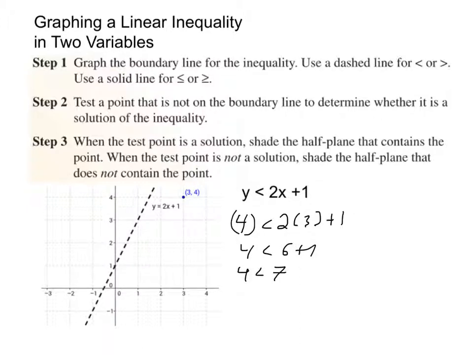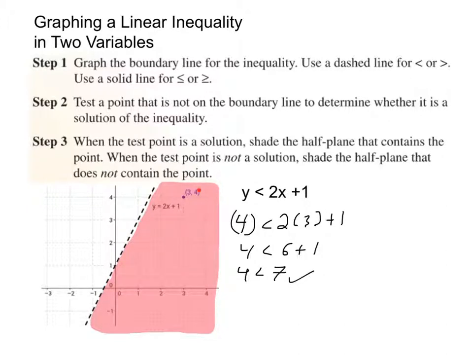And is 4 less than 7? Yes, it certainly is, which means that I have identified a solution. So (3, 4) is a solution. That's a good point. But that means that everything over here, everything to the right, is actually going to be a solution as well. So what I'm going to do is shade that entire side. So at this point, just do your best with your pen or pencil. Pencil's definitely a better option, or colored pencil, to try to shade in as much of that side as possible.